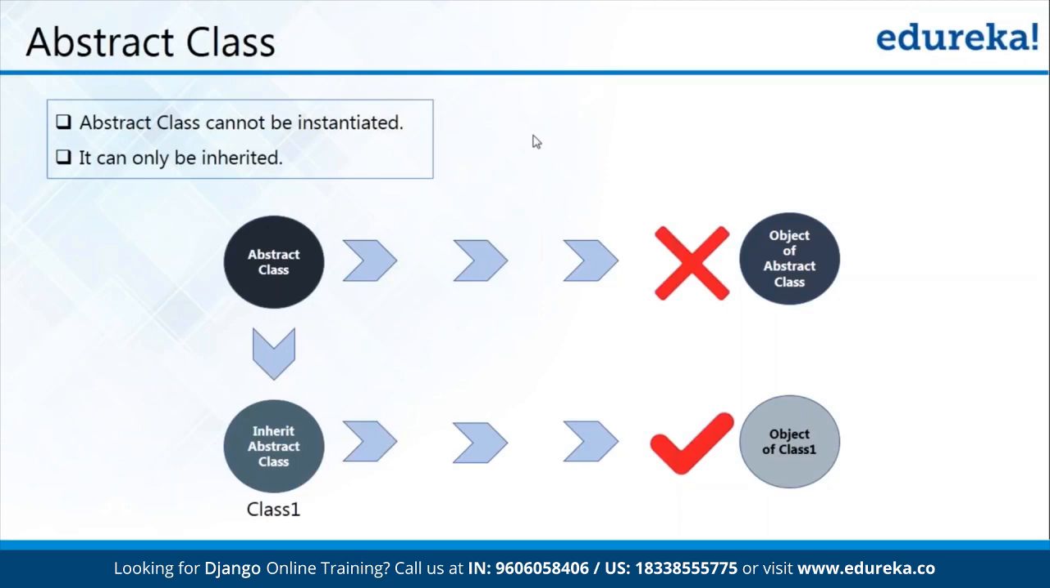Now let us understand what are abstract classes. What I mean by abstract class is that these classes cannot be instantiated, or you can say that you cannot create the objects or instances for these classes. But it can only be used for inheriting certain functionalities, and you can call it a base class. So you can inherit certain functionalities, but at the same time you cannot create the instances or the objects of this particular class, that is an abstract class.